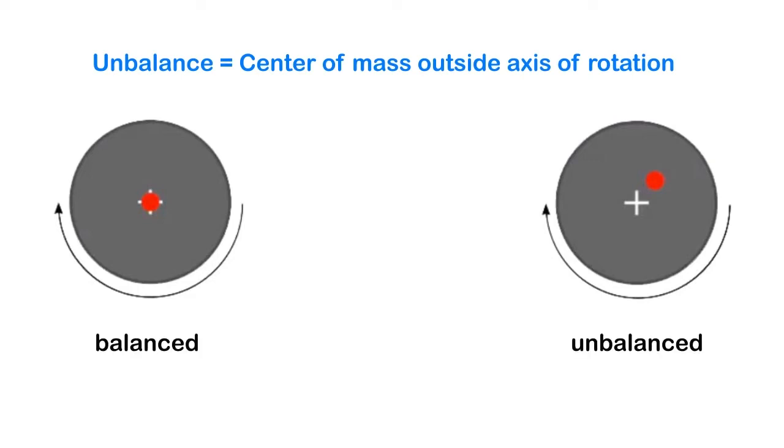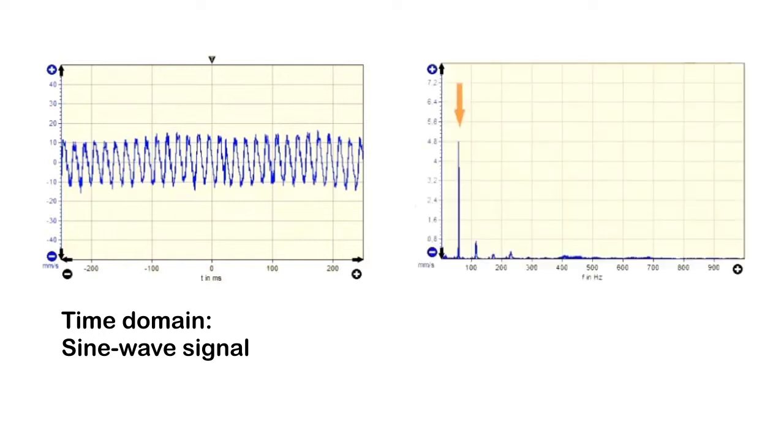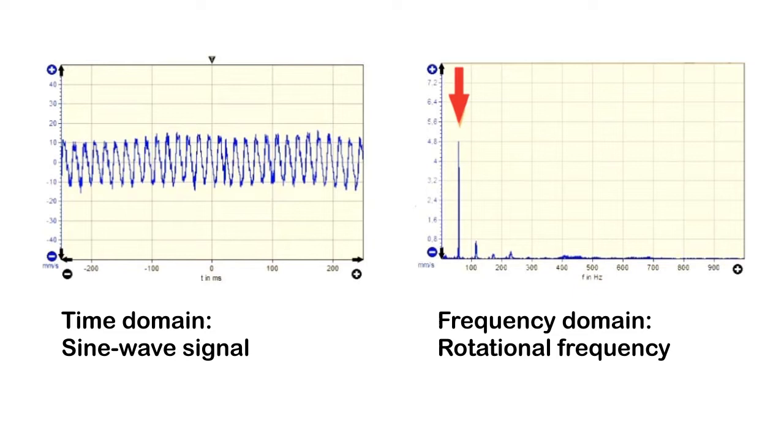Unbalance is a common machine fault. Unbalance occurs when the center of mass of a rotating part is outside its axis of rotation. An unbalance can be recognized by the excessive vibration at the rotational frequency. In time domain, there is a visible sine wave oscillation. In the frequency analysis, we see a high amplitude at the rotational frequency.